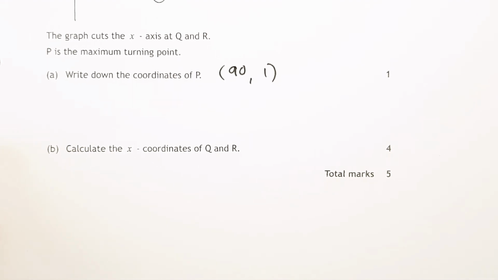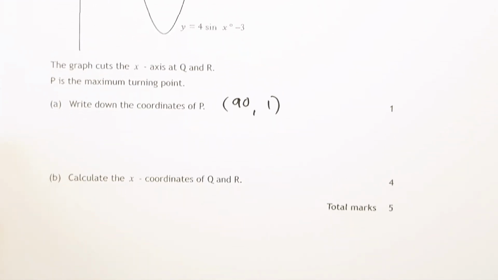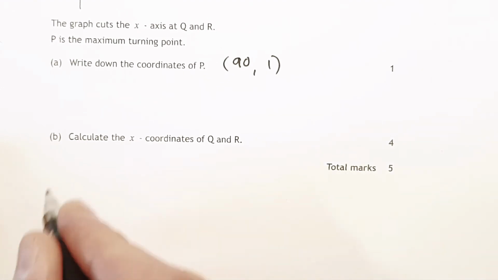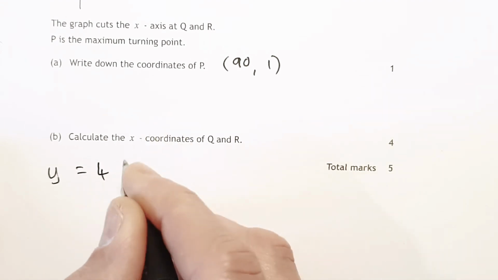For part B, we've got to calculate the x coordinates, so only the x coordinates of Q and R. Well, the y coordinates are clearly 0, as we can see in the diagram there for Q and R. We've got to find the x values. So what we have to say is that y equals 4 sine x minus 3.